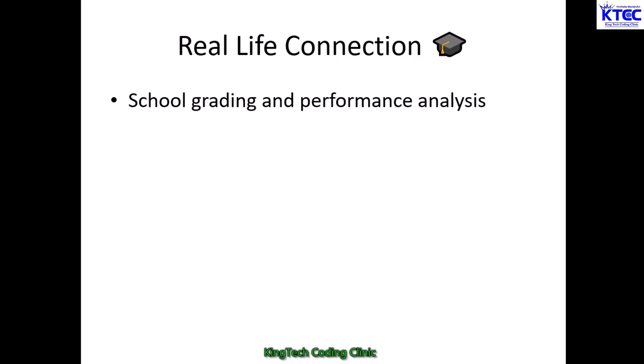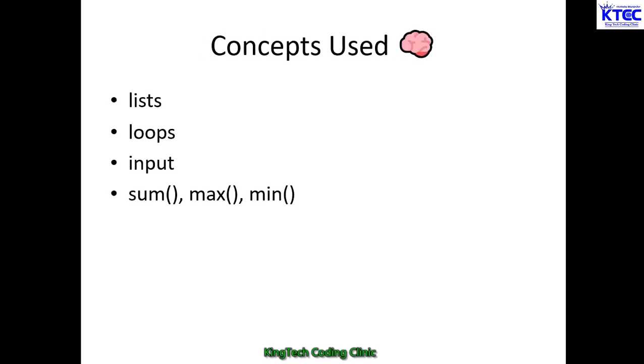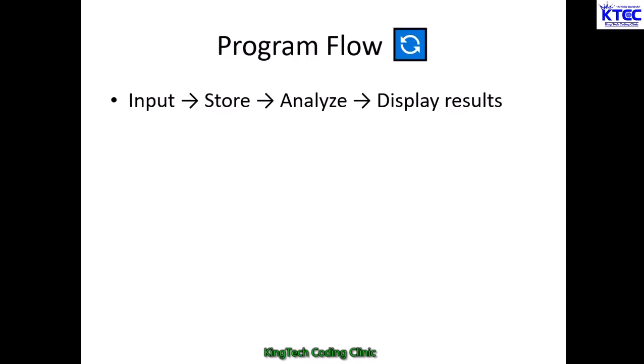The real life connection here is just like a student or school grading system, right? Or performance analysis, just as we use in our school grading system. The concepts used here are lists, where we're going to be storing those scores, and loops to keep asking the user to enter more scores. And the input function to prompt the users to give us scores, the sum function to give us the total score, the max function to give us the highest, and the min function to give us the lowest score as well.